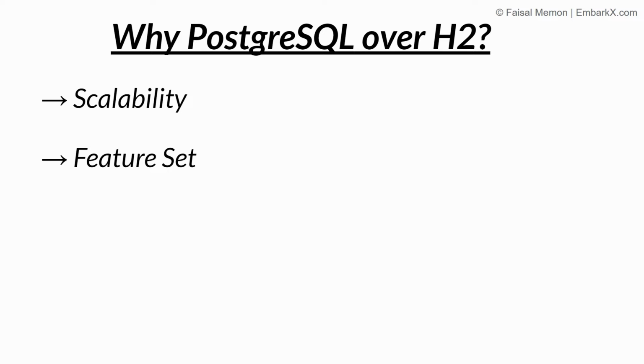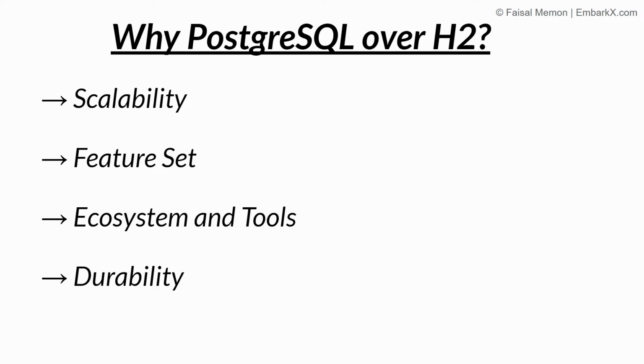Feature set. PostgreSQL has a richer feature set as compared to that of H2. It supports a broad range of SQL standards, data types, and functions. Ecosystem and tools. PostgreSQL is really popular out there and it has a very broad ecosystem. It has a wide range of GUI tools, like graphical user interfaces. You have libraries, third-party support, community support, and so on. So PostgreSQL is really ahead in the game here.